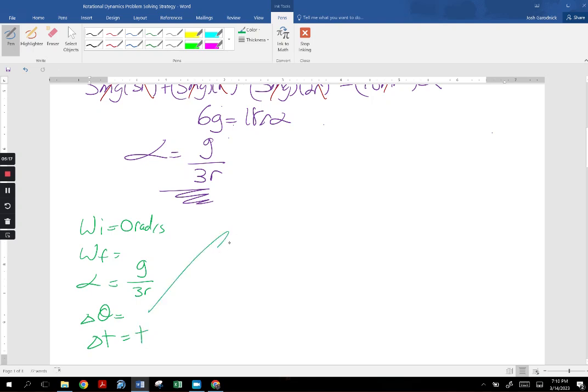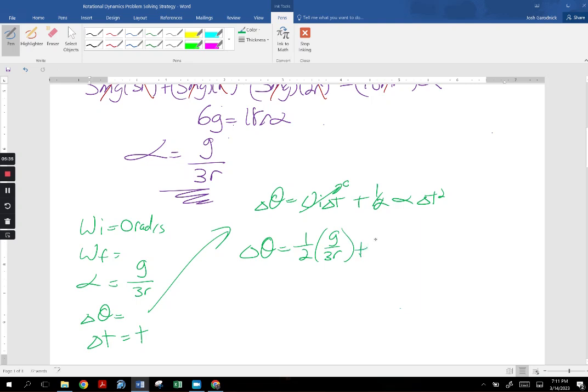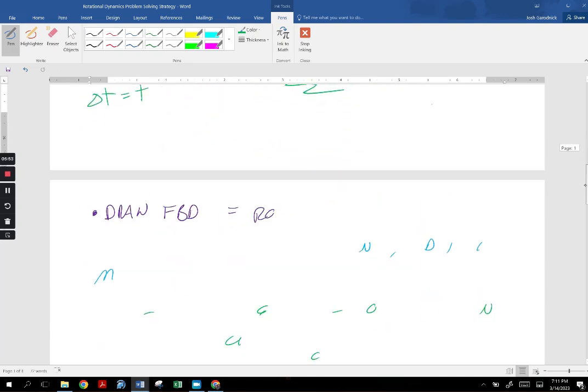The expression we're going to use is delta theta equals initial velocity times time, which is 0, plus 1/2 acceleration times time squared. So we have delta theta equals 1/2 g over 3r times t squared, or delta theta equals g t squared over 6r. And that's it. Let's sum this up really quick so that I don't bore you too much.